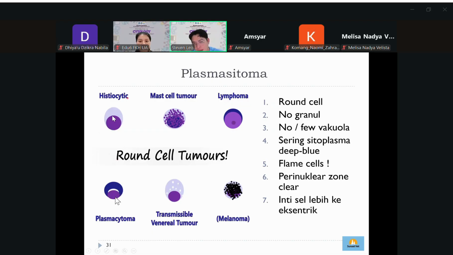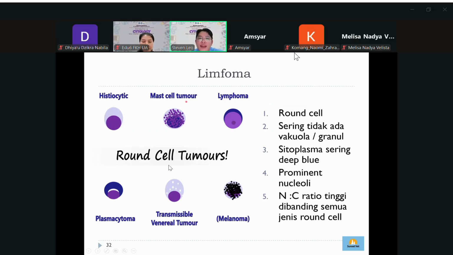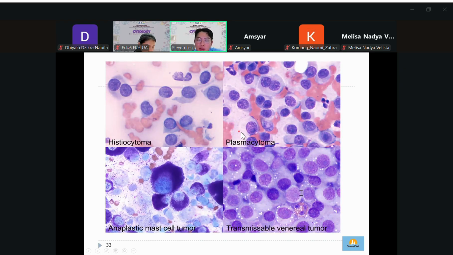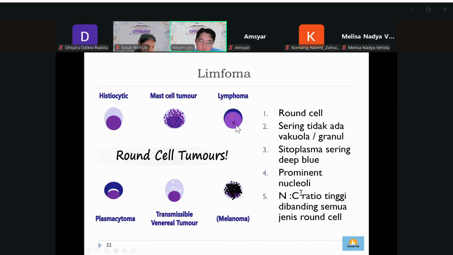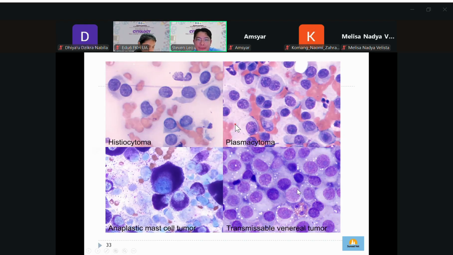Okay, we know histiocytoma and plasmacytoma already, and how about the lymphoma? The lymphoma is typically round. You're not going to see granules or freckles. The nucleus is the biggest, because that's characteristic of the lymphoma. And there are also nucleoli. This is the nucleus, and this is the nucleoli. So you're going to see it here.